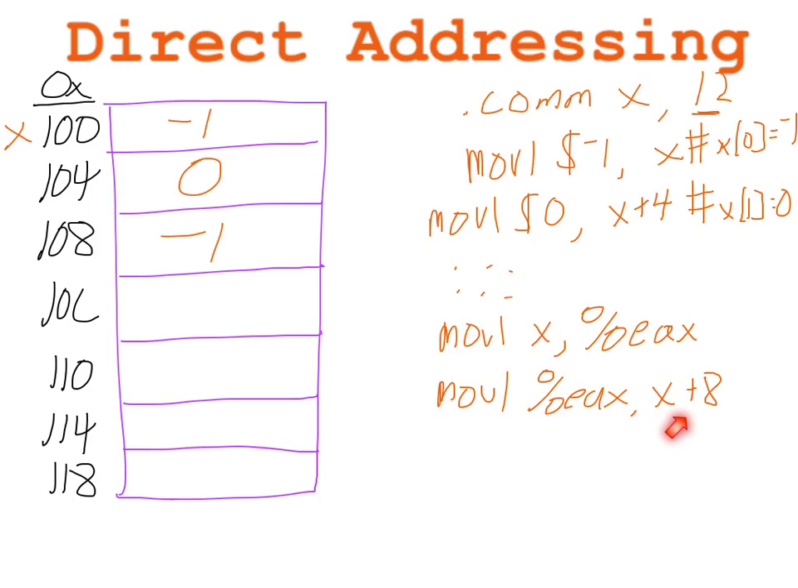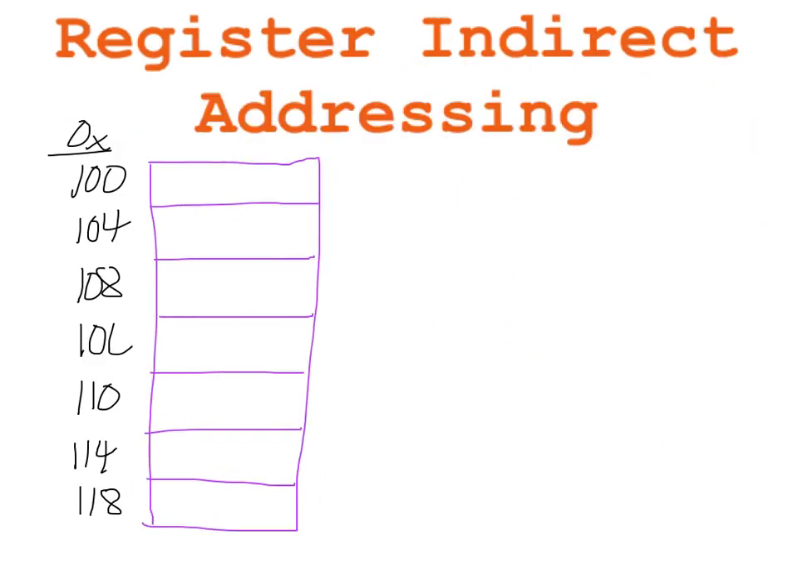So now that we've talked about how to work with arrays using direct addressing, let's actually talk about how to do pointers now. And so we're going to talk about register indirect addressing next. So up next we have register indirect addressing. Register indirect addressing is what we use in assembly whenever we want to work with pointers, or an extension of that is whenever we want to work with pointers to arrays.